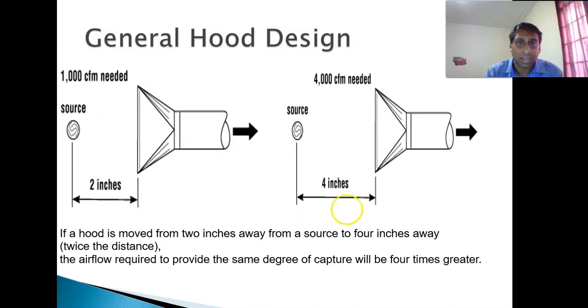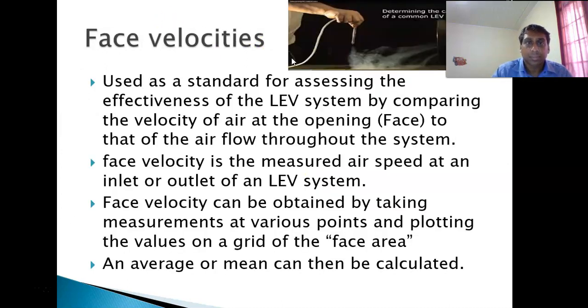Right, face velocities. Again, exactly what the note says here. Face velocity is the velocity at the mouth of the hood, and again, the idea here before I read this is that the capture velocity has to be greater than the face velocity. So face velocity is used as a standard for assessing the effectiveness of the LEV system by comparing the velocity of air at the opening or the face to that of the airflow throughout the system.